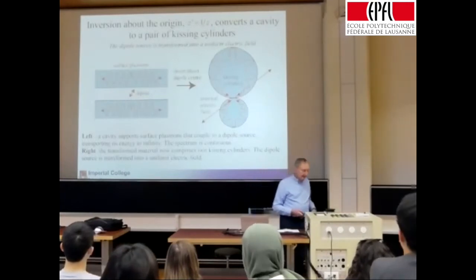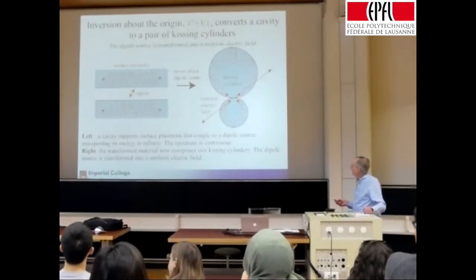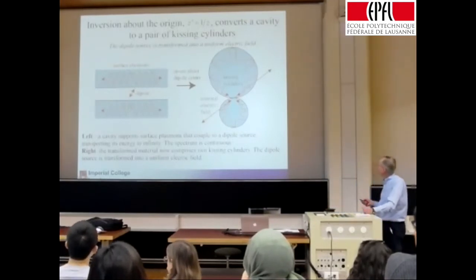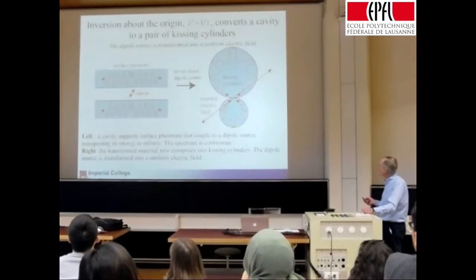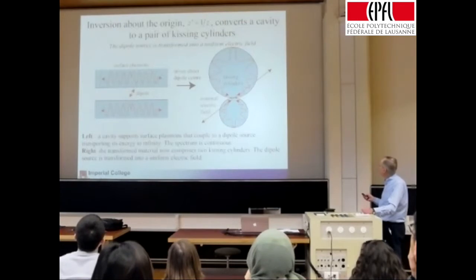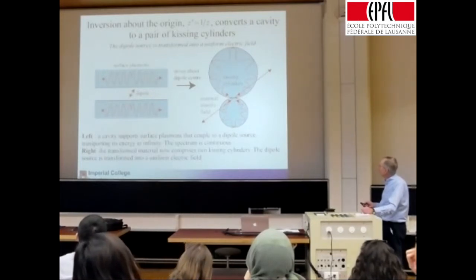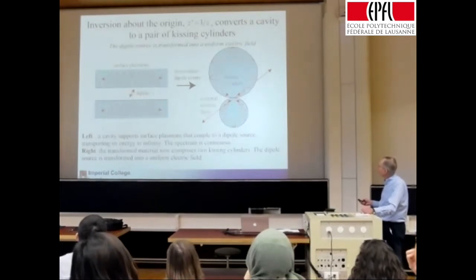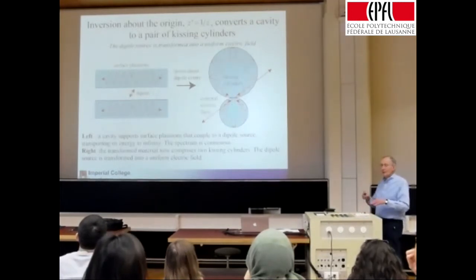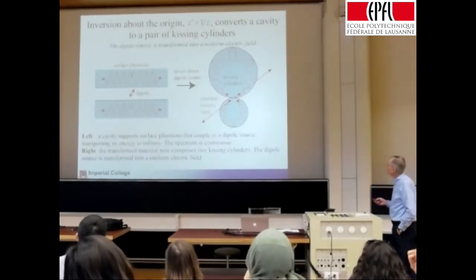Now, how do we understand that from the point of view of transformation optics? Here I've taken a very, very simple transformation, and I'm going to relate the properties of two cylinders which are touching one another to the properties of a waveguide. So this system is two cylinders, they're touching, and this system consists of two slabs of metal which are separated and just form a waveguide.